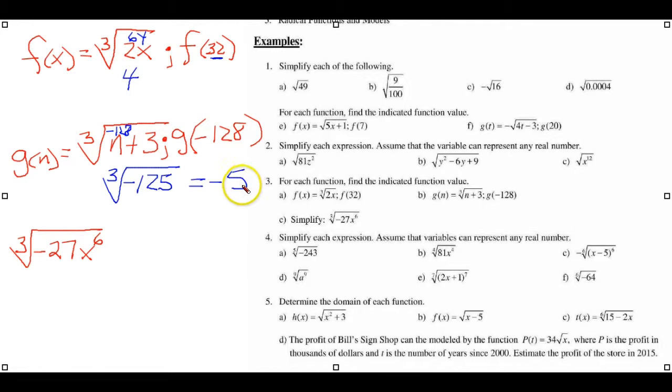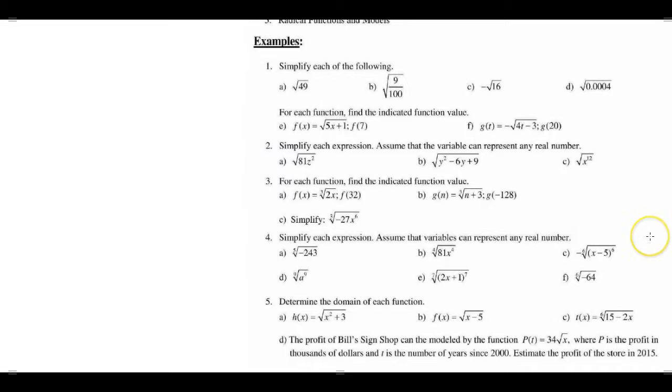Because negative 5 times negative 5 is a positive 25. Times a negative 5 is a negative 125. So again, it's the third root of a perfect cube. So this will become a negative 3, following the same pattern. And then if we take the 3, our index number, and 6 divided by 3, we get x to the 2nd power. And those will check out.